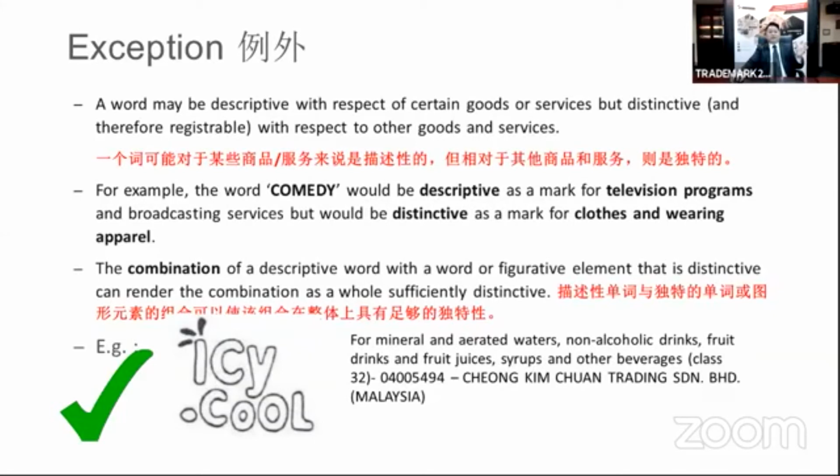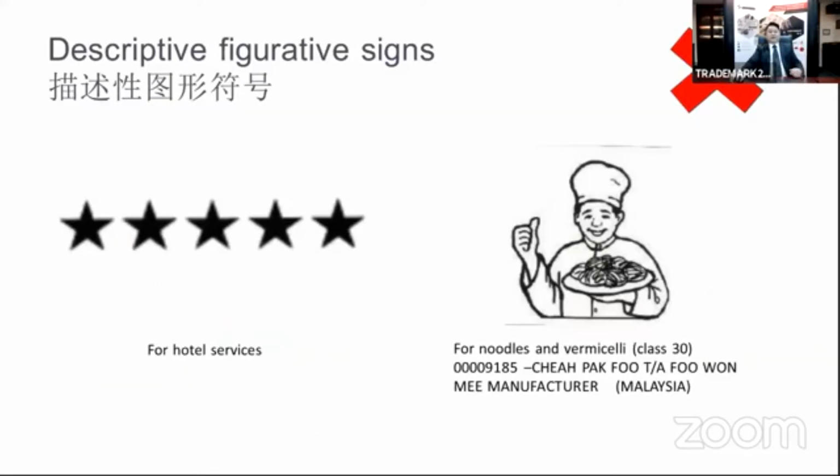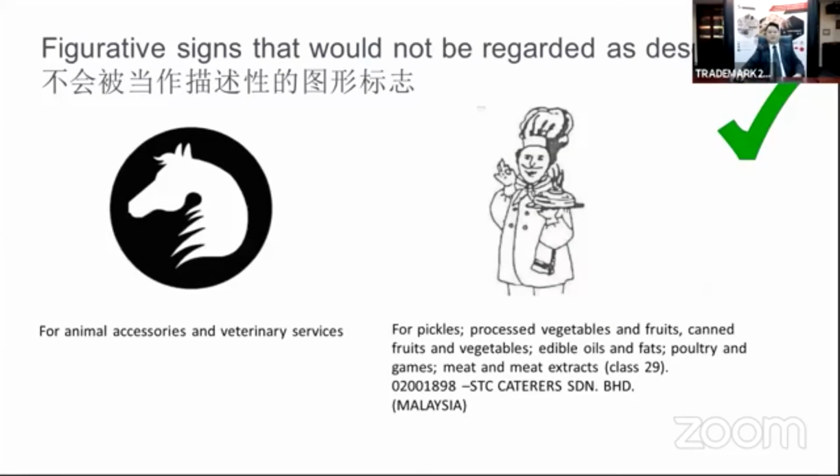Now this trademark is okay, because it's an exception. It's very distinctive. See, figures. I took this example. This was rejected, 5-star for hotel services. You cannot register 5-star for hotel services. I'm so sorry. And this is for noodles, and this chef here is trying to display the noodles over here. If you can see in my slides, no, you cannot do that. It's not allowed. This is in Malaysia, trying to register for class 30. No, you cannot do that.